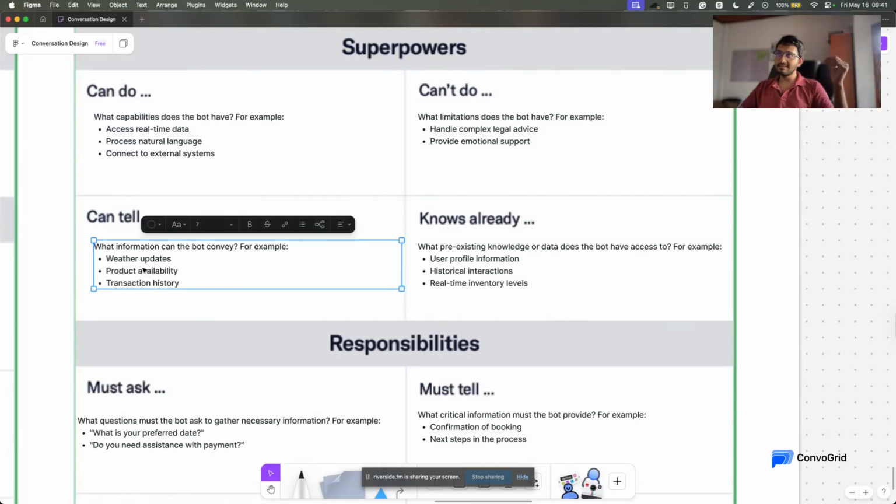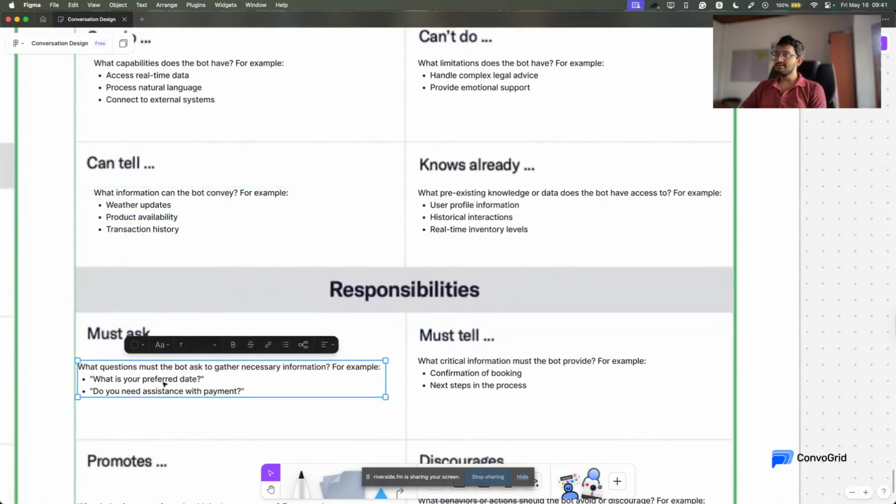And what it can tell is about what it can tell in a specific scenario. So if it's a plane bot, it should be able to tell about flights and so on. But if it's a weather bot, it should be able to give weather updates, and so on. And what the bot should be able to ask from the user, or what people should ask from the bot, to actually get necessary information.